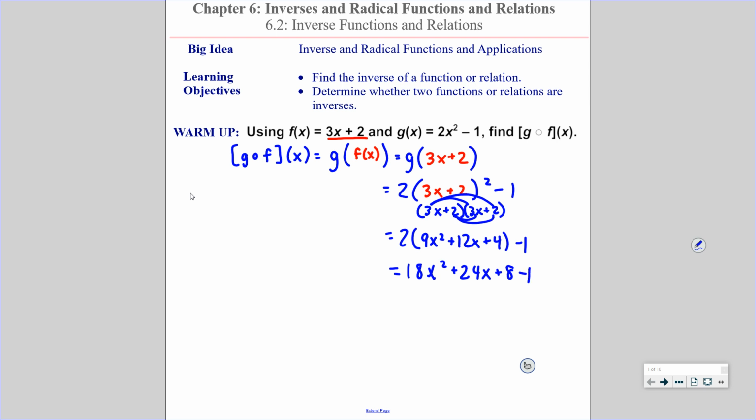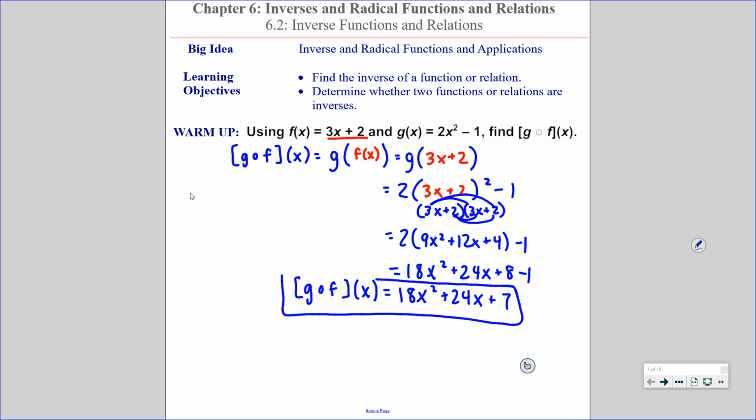So your final Goff answer should be 18x squared plus 24x plus 7. Yep, I got it right. Nice. I got it right my second try.